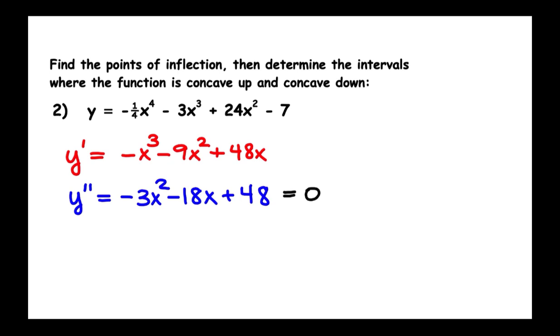And again, y double prime, if I want points of inflection, either has to be equal to 0 or undefined. Again, we don't have to worry about this being undefined. It's just simply an upside-down parabola at that point. I can factor out a negative 3, leaving me with x squared plus 6x minus, 48 divided by 3 is 16.